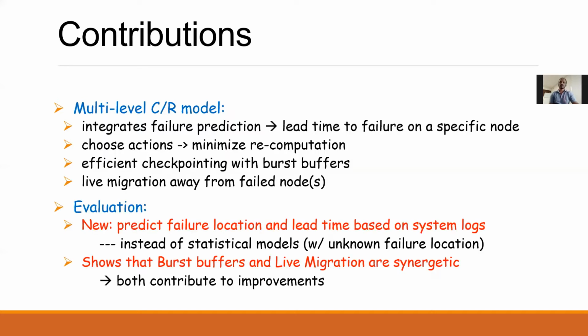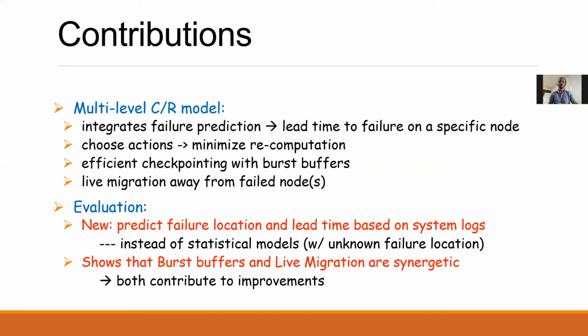Our evaluation is novel in that it uses the failure prediction module outcome, such as failure prediction location and the lead time, based on system logs instead of relying on statistical models. Our study shows that both burst buffers and line migration technique are synergetic in improving the efficiency of checkpoint restart solutions.